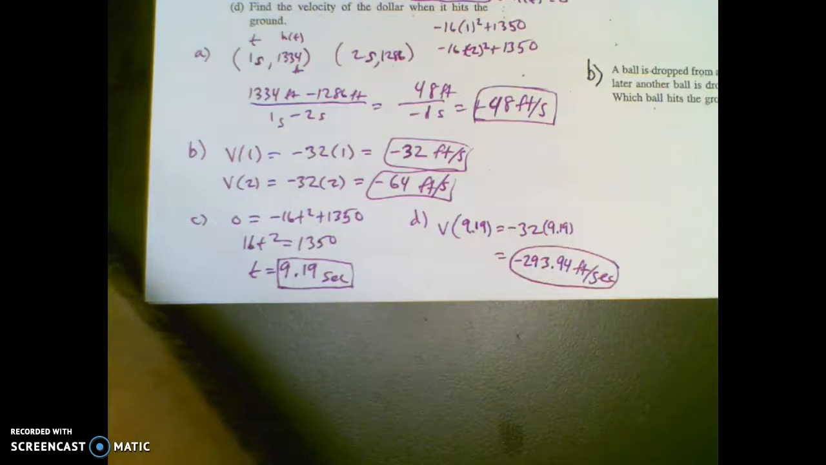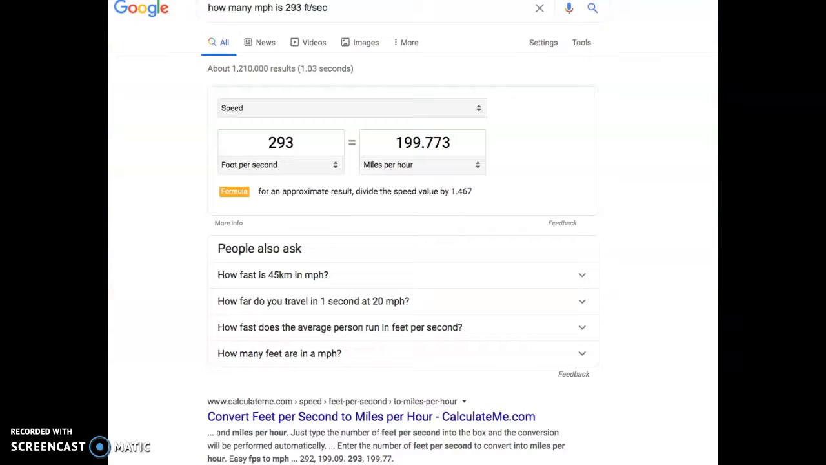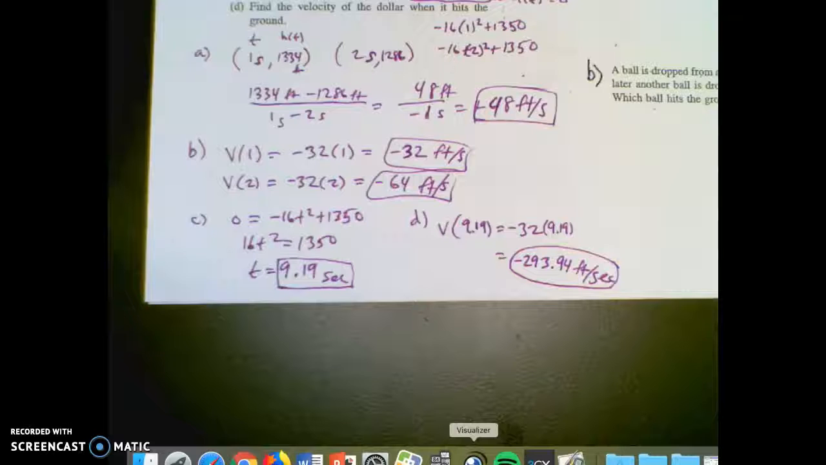In fact, I'm going to look it up real quick and see how many miles per hour that is. Okay, quick Google search later. How many feet per second or miles per hour is 293 feet per second? It's almost 200 miles per hour. So yeah, you don't want to be hit by that coin there. That would not be pleasant. All right, so that's that.